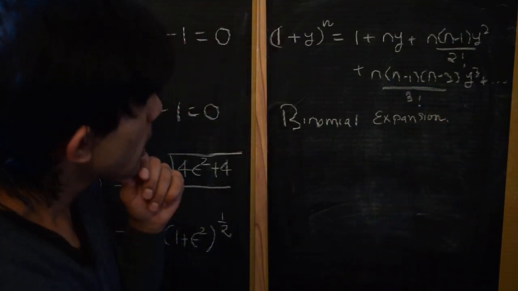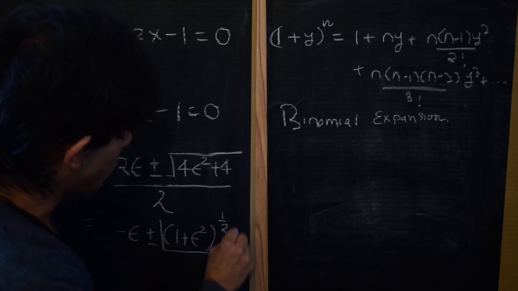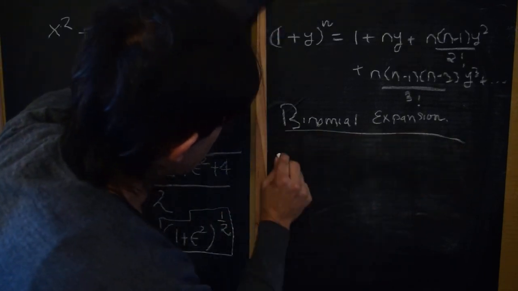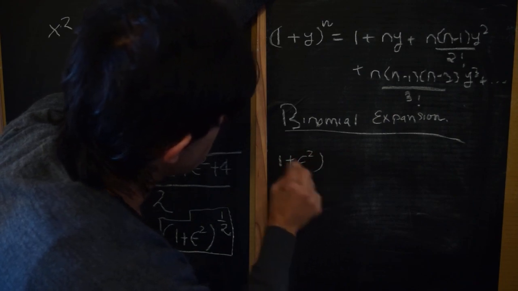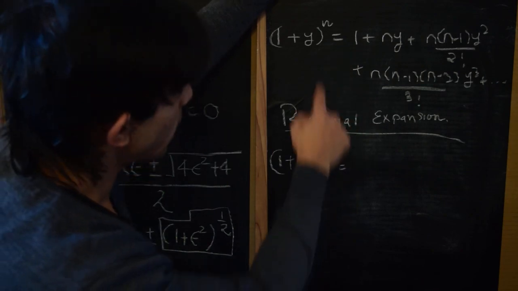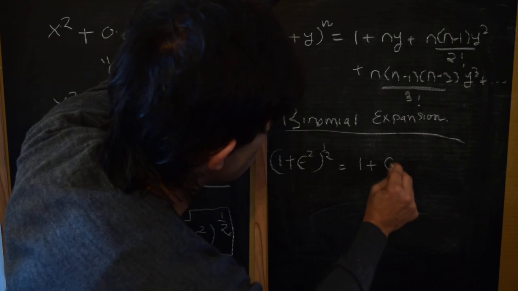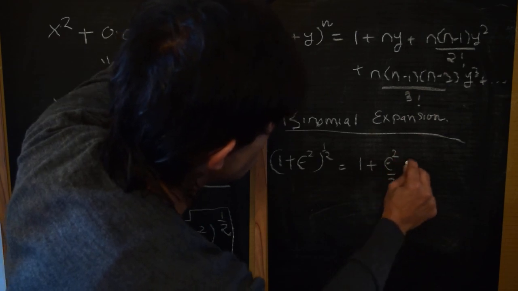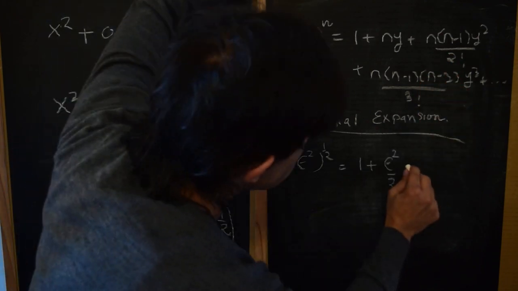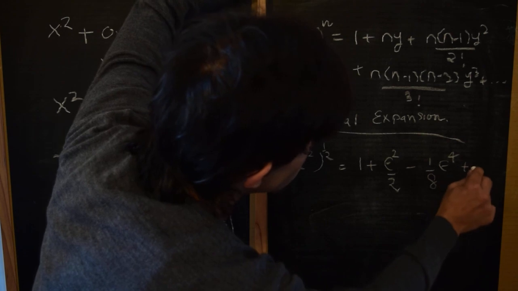Okay. So what if we apply this binomial expansion to the square root term that we have here? What do we get? We have 1 plus epsilon square to the power of half. So in this case, n is half, and instead of y we have epsilon square. So the expansion will be 1 plus epsilon square divided by 2, and then you have a half times half minus 1, which is minus half, divided by 2, so that will give us a factor of 8, epsilon 4, and so on, higher order terms.